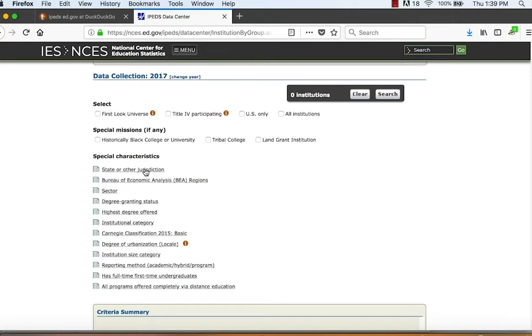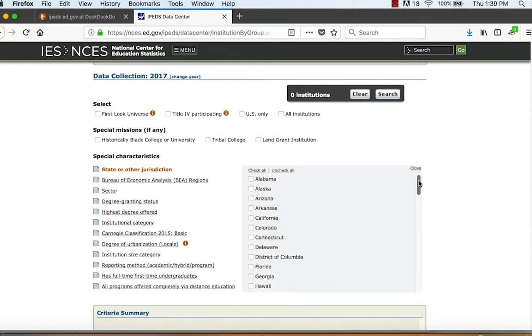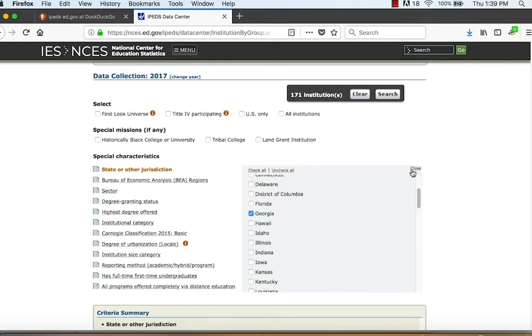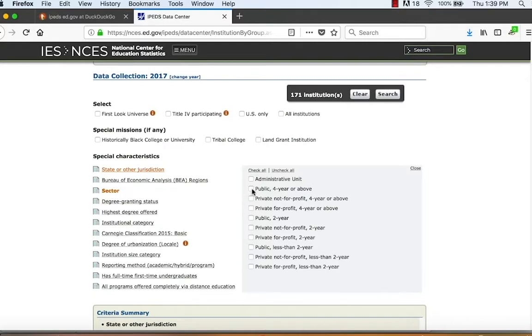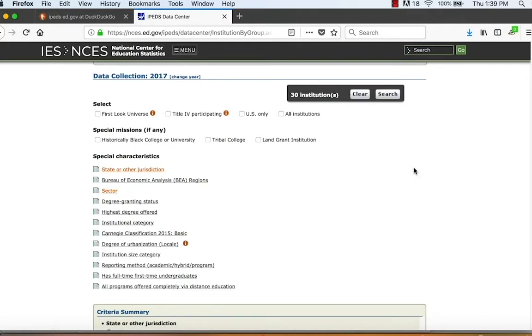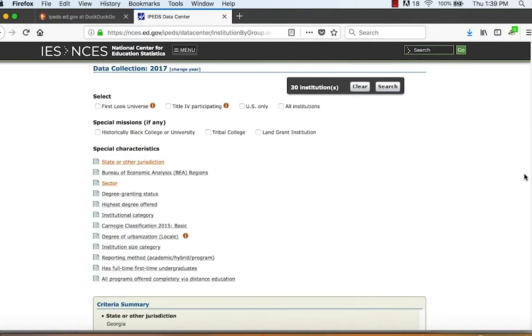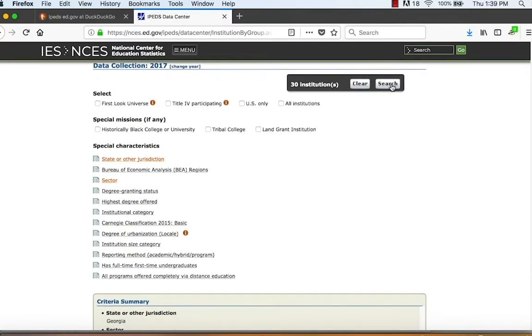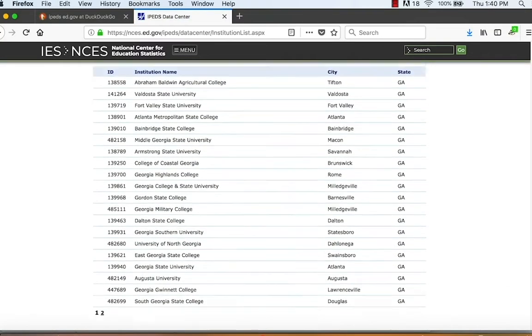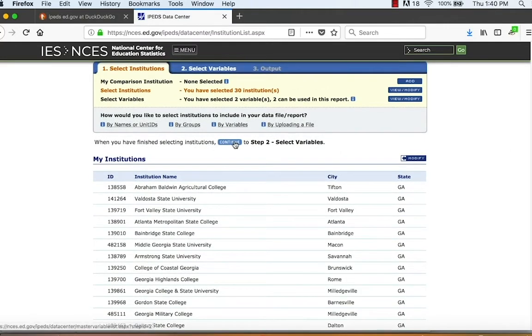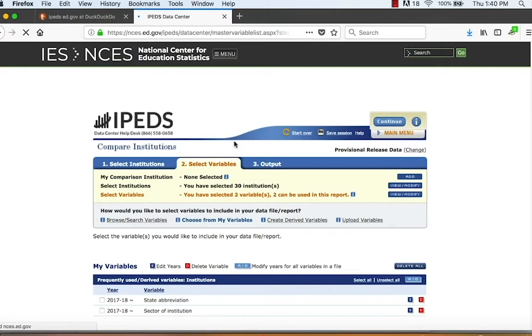For our experiment today, I think we'll choose just one state. Let's choose Georgia. Okay, and let's just choose public universities, public 4-year and above. Just not for any particular reason, just for random reasons. Just see what they have. Okay, now we're going to search these 30 institutions. And you can see they give us a list of the colleges that we're going to look at. And we're going to continue to select our variables.